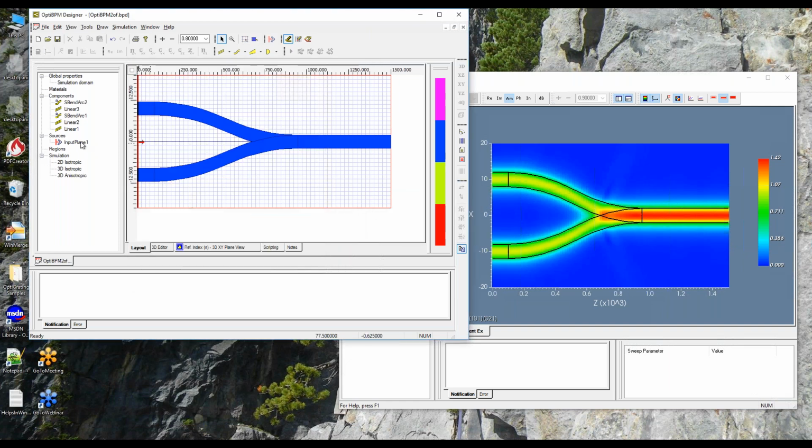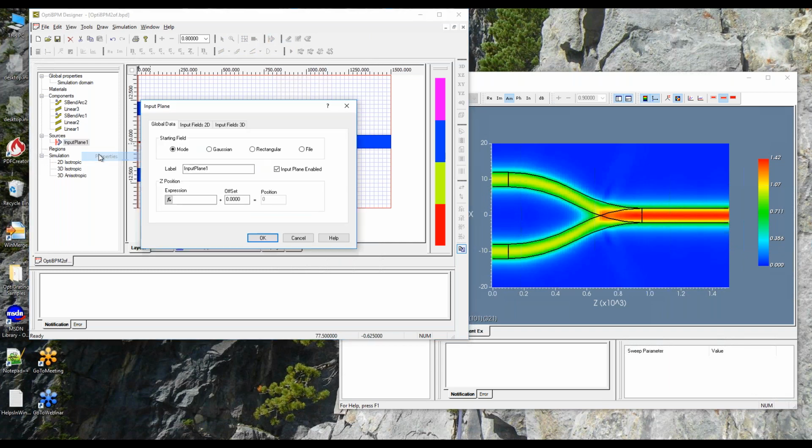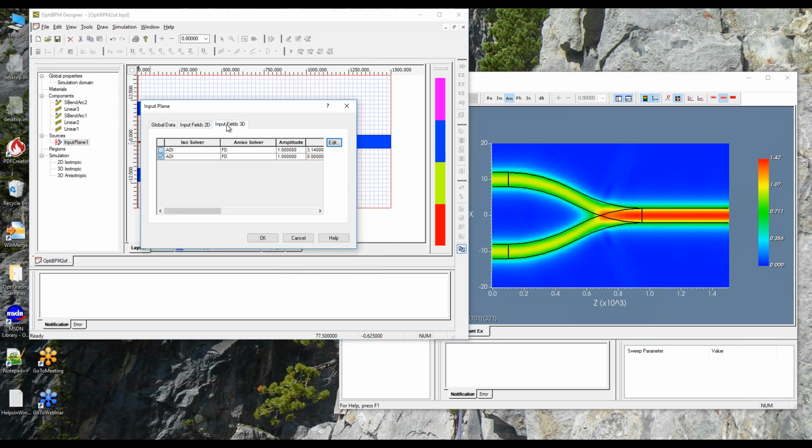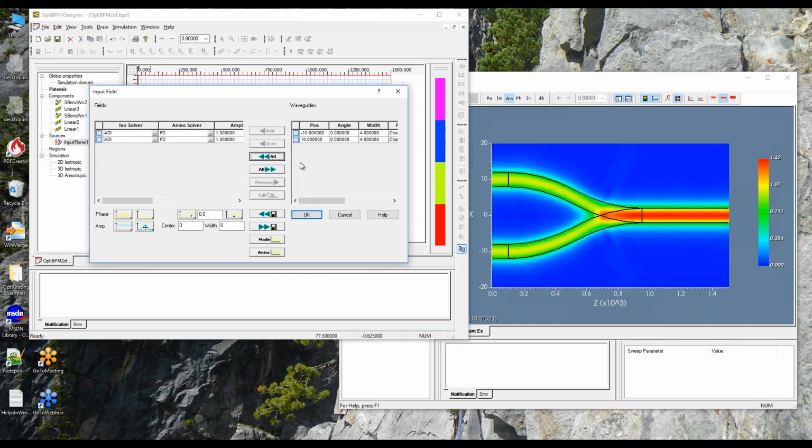We're going to go to the input plane, and we're going to look at our input fields. And we're just going to get rid of one of them. We aren't going to have any optical propagation in the lower waveguide. We're going to remove it. So now we're going to have optical excitation only on the upper waveguide.